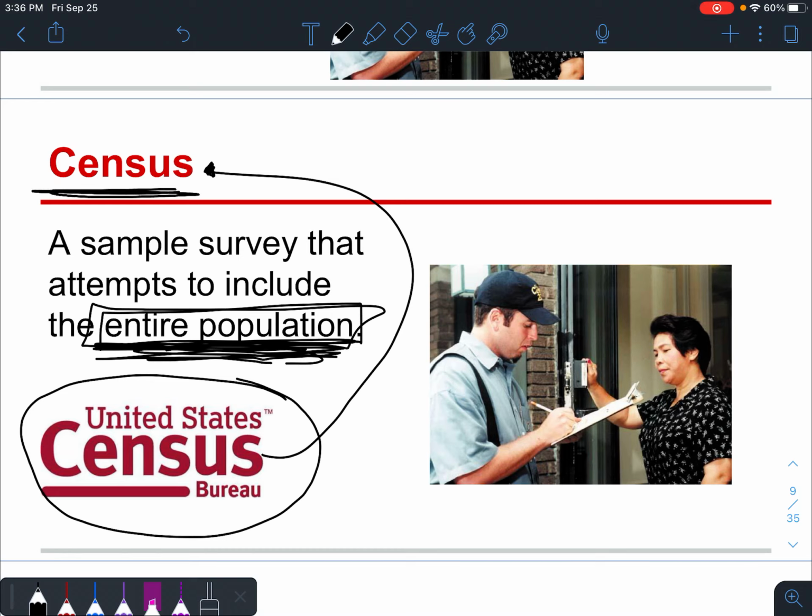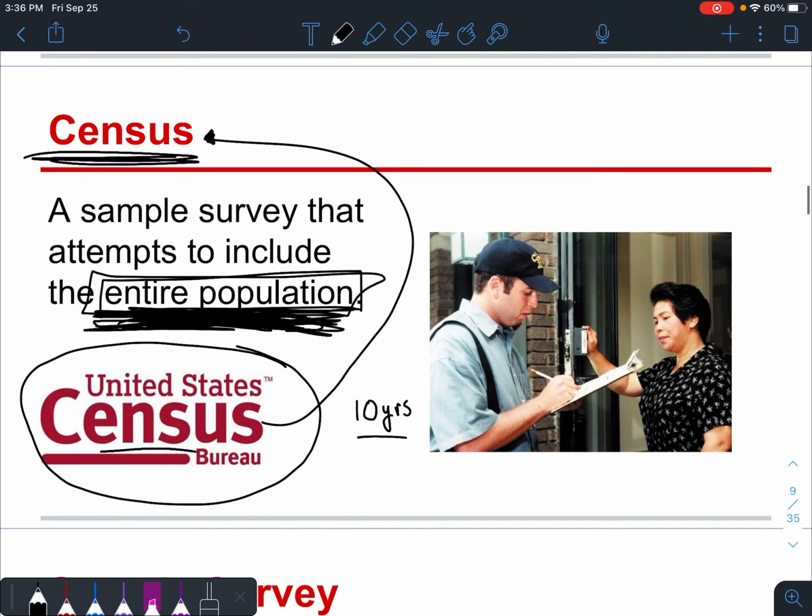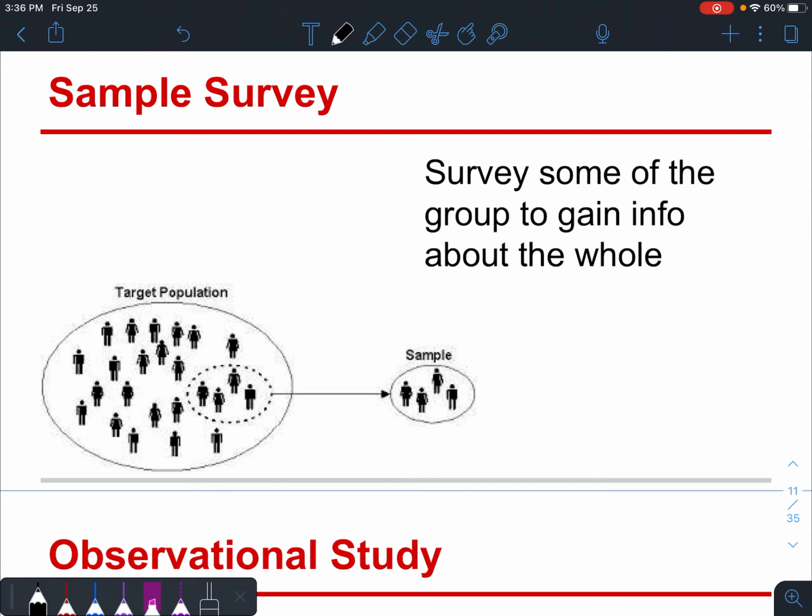So as you can imagine, talking to all 330 million people in the United States is a massive undertaking, which is why they do it every 10 years. The U.S. Census tries to include every single person in the United States. So we get everybody, a census, hence the name, the Census Bureau. We're trying to get everybody. A sample survey is going to survey some of the group to gain information about the whole. This goes back to our chicken nugget example. We've got our entire population. We've got all Buffalo residents. We're curious to find out what percent of Buffalo residents like chicken nuggets.